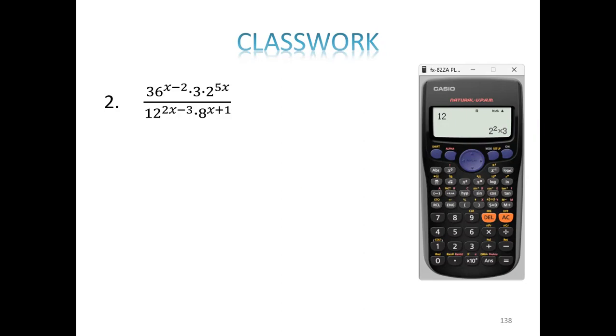So all I need to prime factorize here is that 36, 12, as well as 8. And this is what I get when I prime factorize them. Now, all I have to do, guys, is to take this 2, times it by the outside exponent. So I'm going to times it by x, and then times it by negative 2. And that will be the exponent of the base 2. Okay, so the exponent of the base 2 will be 2 times x minus 2.